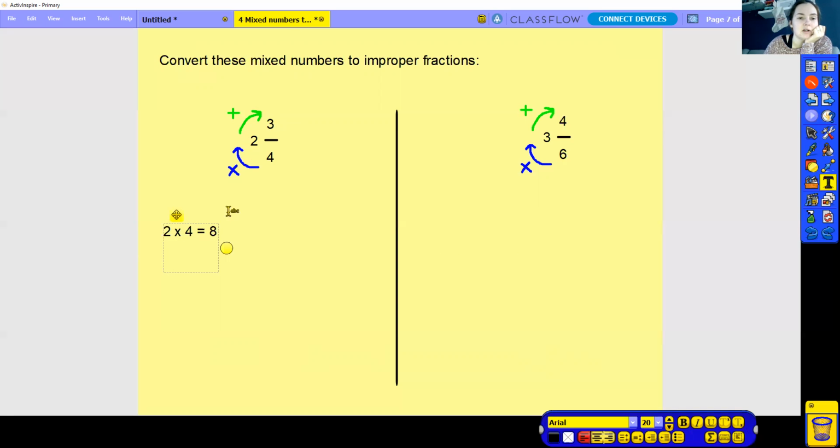Then we need to add on the numerator. So we do 8 add the 3, which is equal to 11. Now, if we're going to write that as a fraction, which of course we are going to do, it's 11 over 4, so 11 quarters.